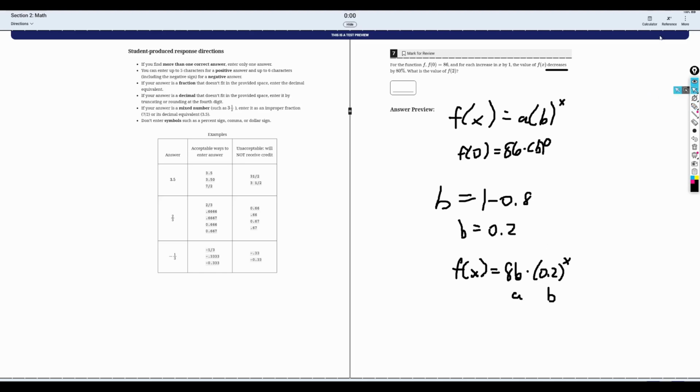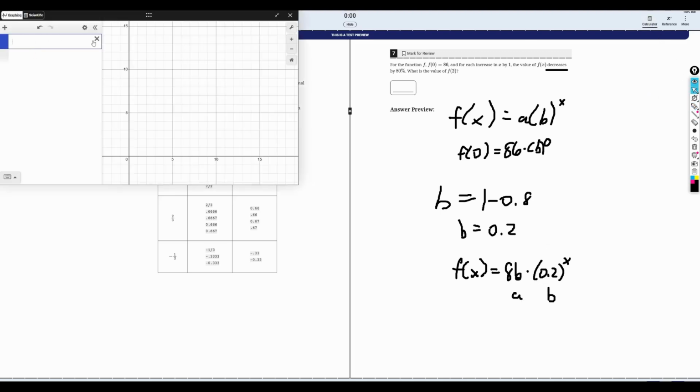So now, to solve for f of 2, we can just graph this. So f of x equals 86 times 0.2 to the power of x. And for f of 2, you can just go f parentheses 2, and it gives you your answer, 3.44.